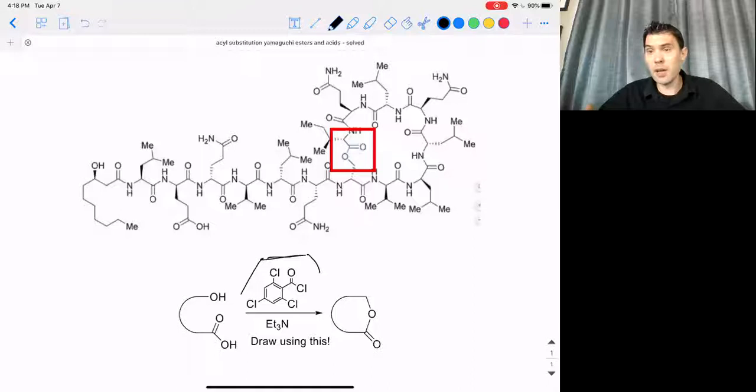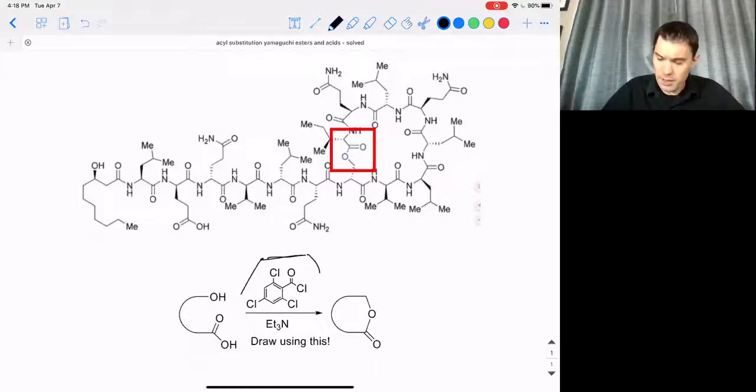Other conditions like thionyl chloride to make an acid chloride require the formation of HCl, and typically that HCl is not buffered. So again, it's quite acidic. And so if you have to form a lactone or ester late in the synthesis of a very complicated molecule with a lot of sensitive functional groups, you start to run out of ways to do that. And so the Yamaguchi is one way which that can be done.